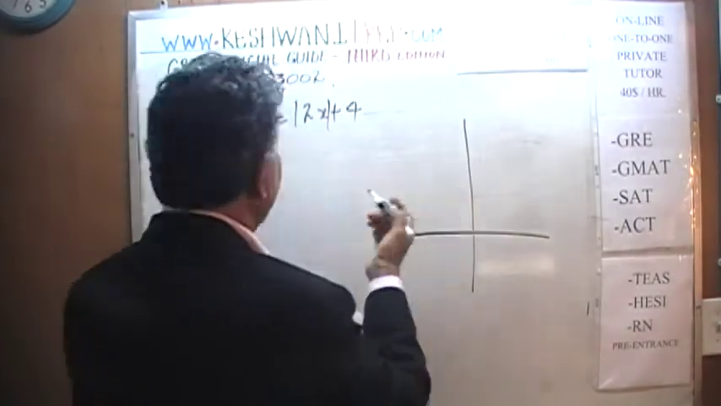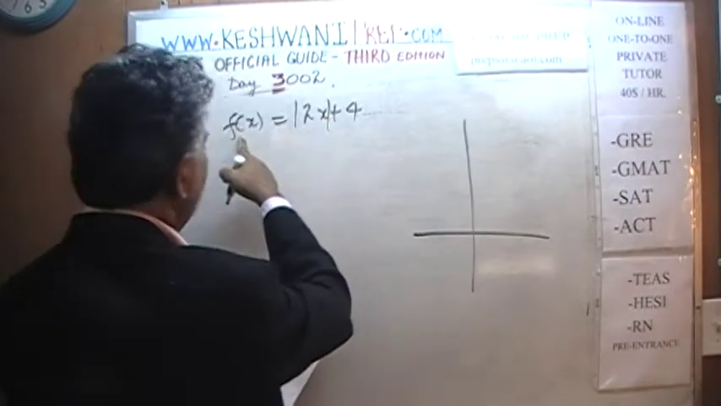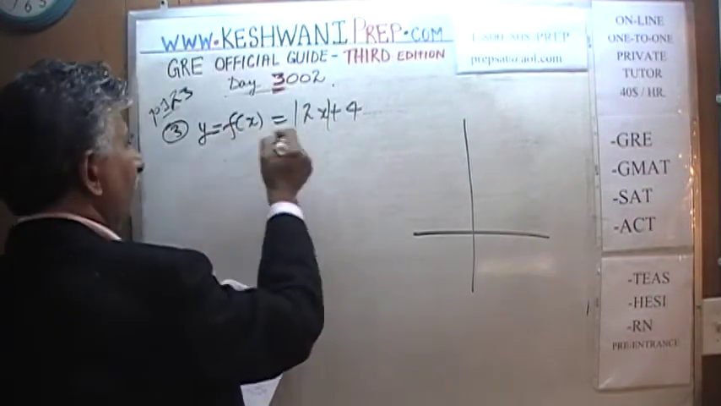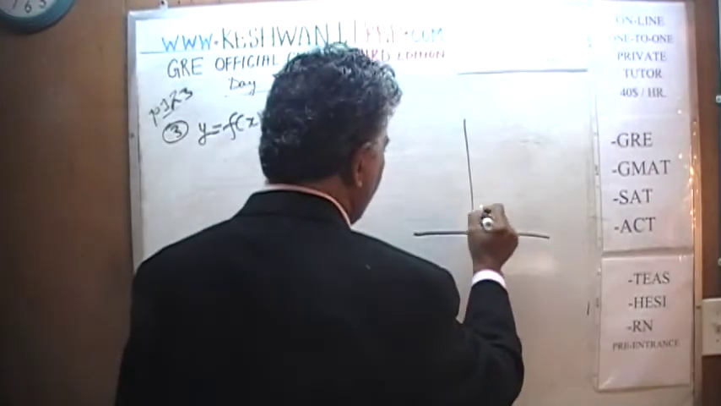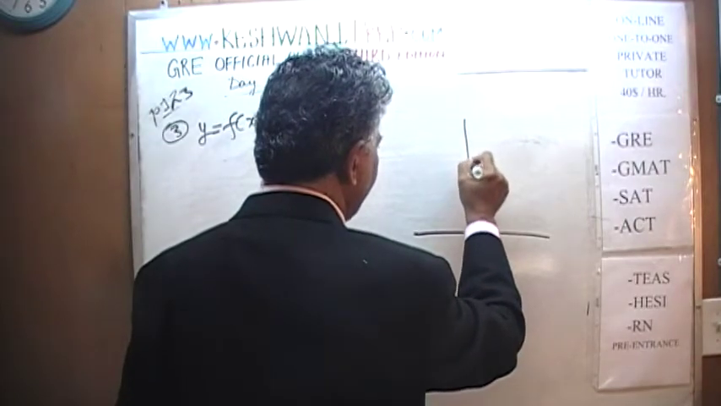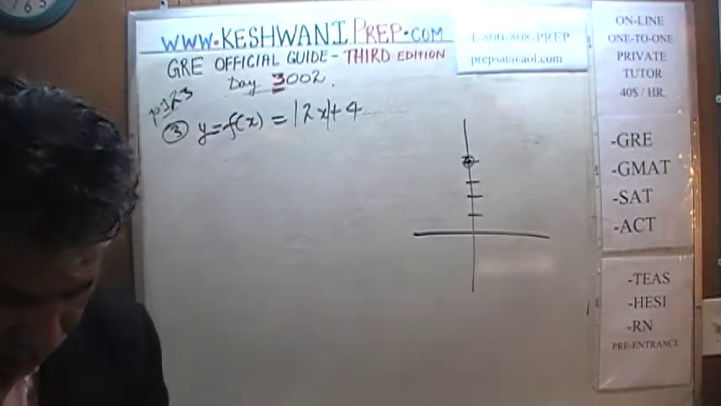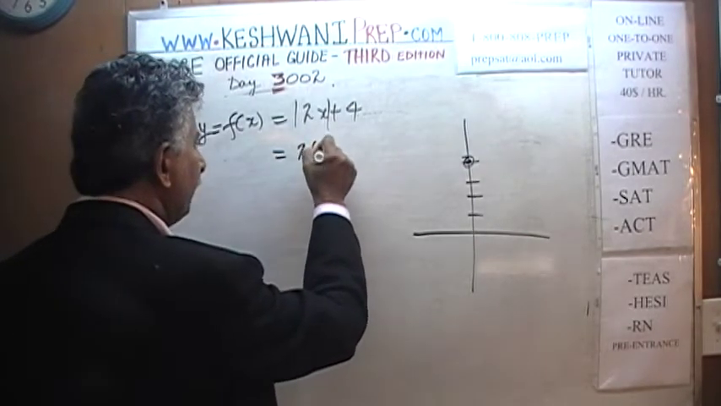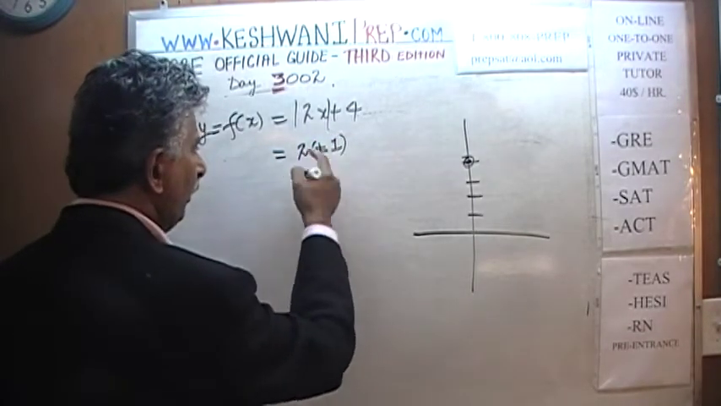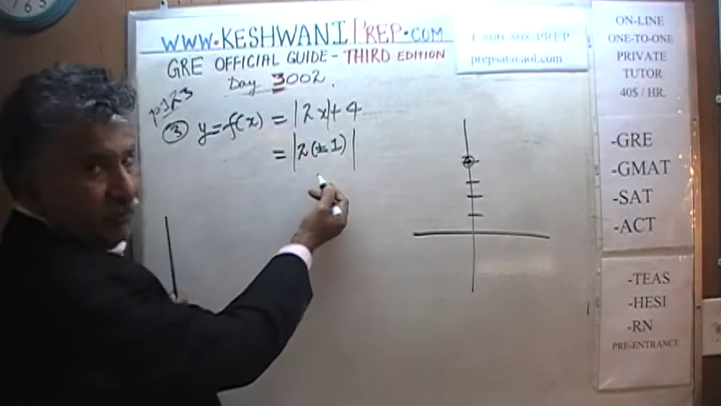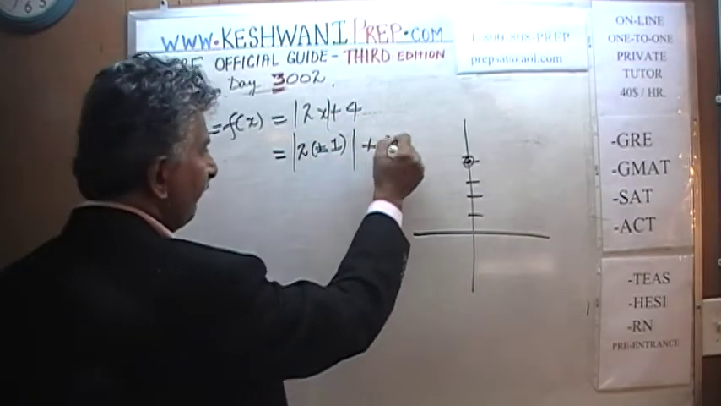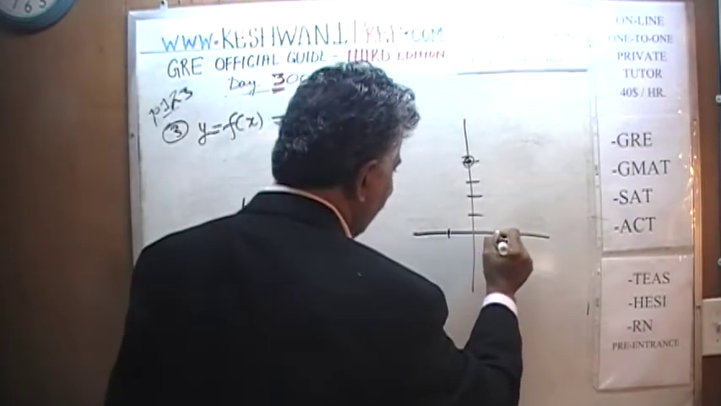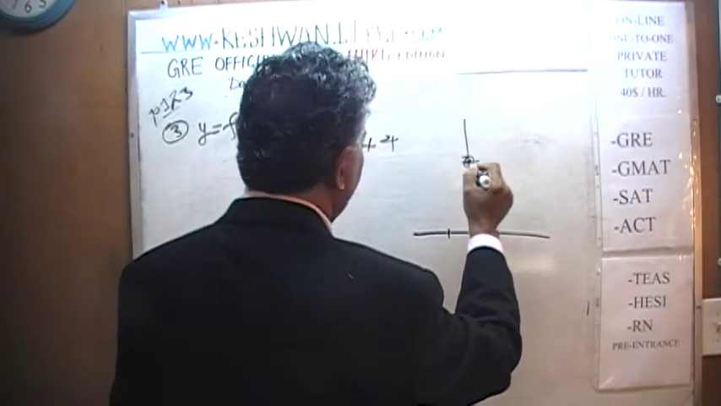Actually, we don't. When x is 0, y is going to be 4. That's your y-intercept. 1, 2, 3, 4. It starts here. When x is positive 1 or negative 1, it's going to be either positive 2 or negative 2. 2 plus 4 is 6. So when x is negative 1 or positive 1, it goes to 6.